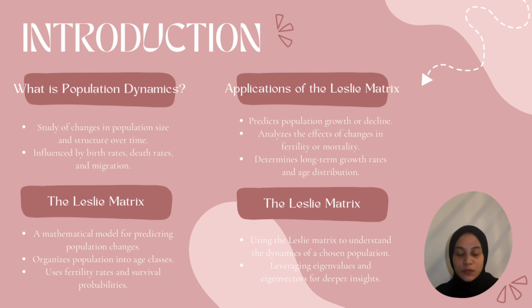One important tool for modeling population dynamics is the Leslie matrix, a mathematical model that organizes the population into age classes and uses fertility rates and survival probabilities to predict future population changes. The Leslie matrix is widely used to analyze population growth or decline, study the effects of changes in fertility and mortality, and determine long-term growth rates and stable age distributions.